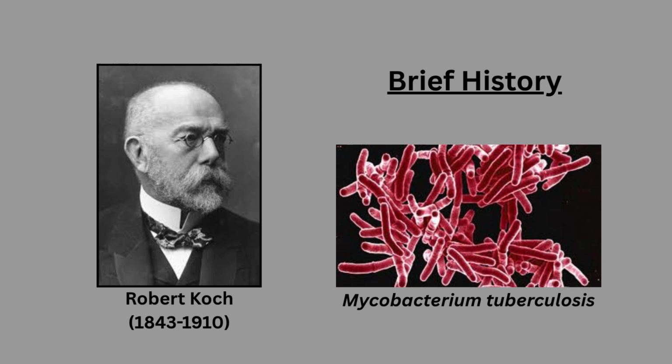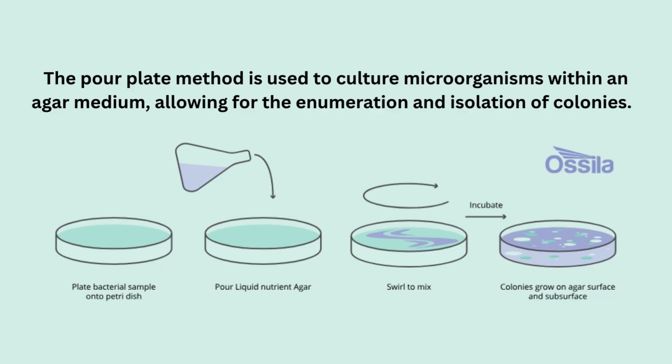Koch is most widely known for using this technique, among others, for identifying the bacteria responsible for anthrax, tuberculosis, and cholera. This method involves mixing a liquid sample with molten agar and then pouring the mixture into a petri dish. Some uses include environmental monitoring, clinical diagnostics, microbial contamination in food, and pharmaceutical testing.